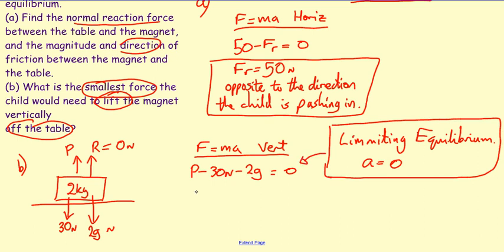And so again, we can finish this off. P must be equal to 30 plus 2 times g, which if g is 10 is 50 newtons. And there is the answer to that question. I hope that makes sense.